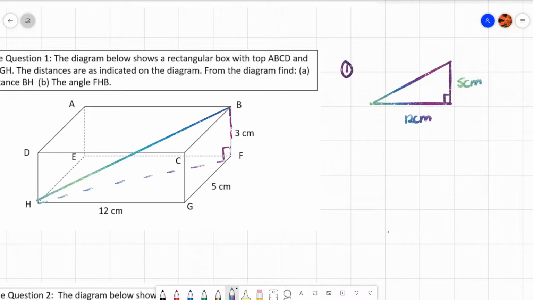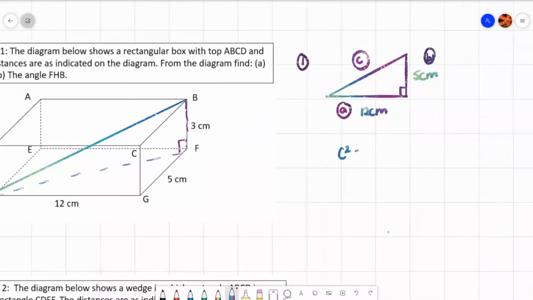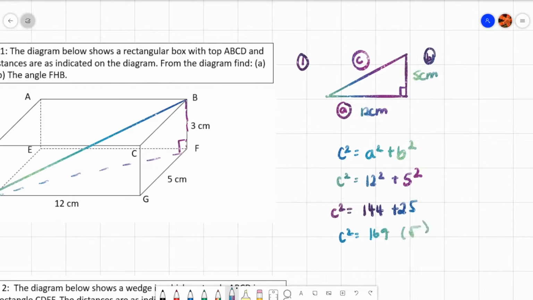So again, I'm going to use Pythagoras. That's C, that's A, that's B. It doesn't matter which way A and B is. So C squared equals A squared plus B squared. C squared equals 12 squared plus 5 squared. C squared equals 144 plus 25. C squared equals, well, 144 plus 25 is 169. Then I've got to square root that, and I get C is 13 centimeters exactly. Okay, so I've got 13 centimeters here.